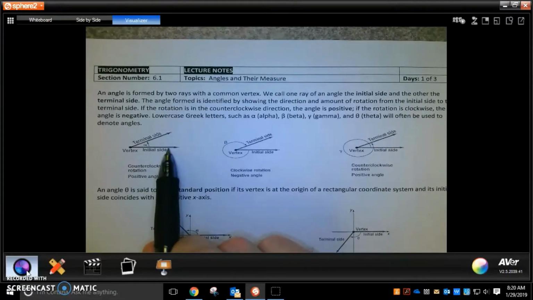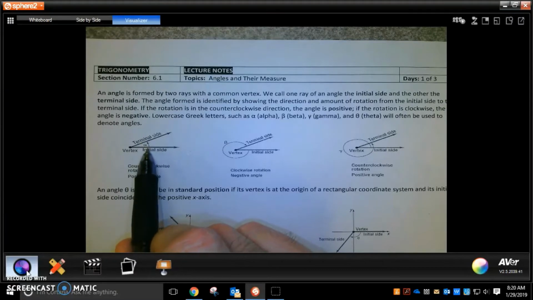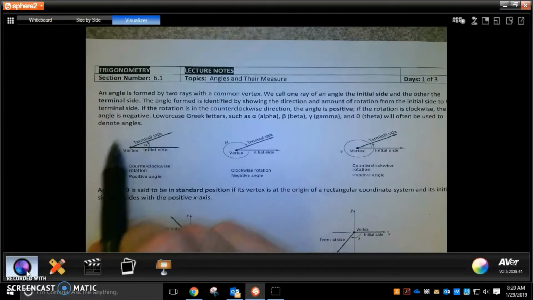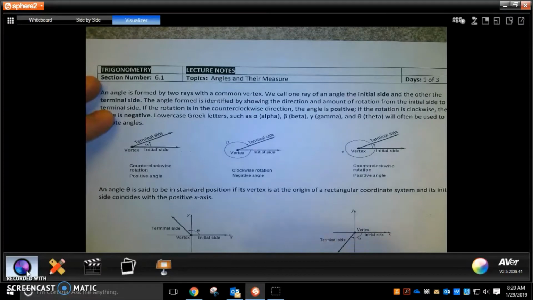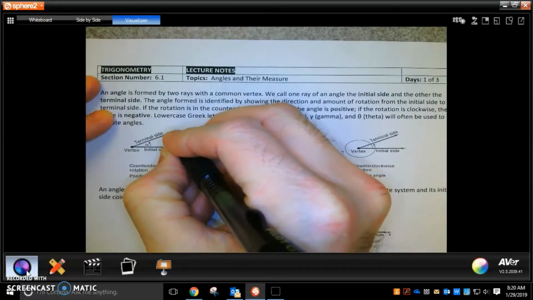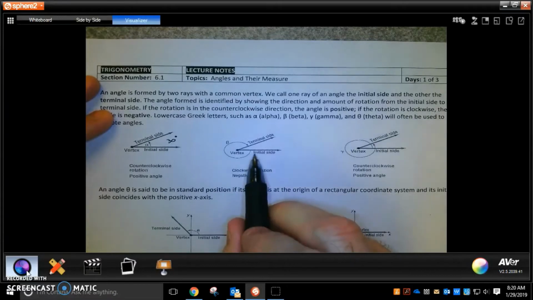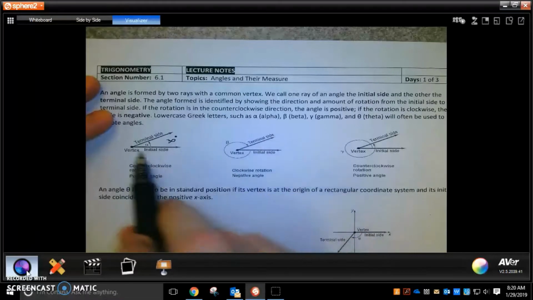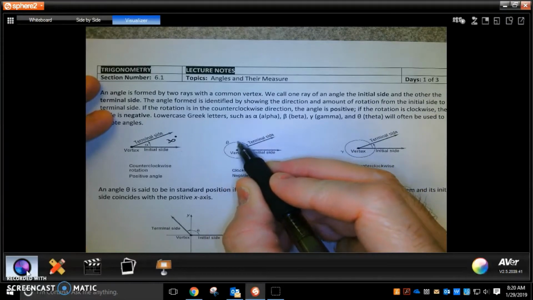So this is an example of an angle. It has counterclockwise rotation. That's how we measure most angles. We measure them counterclockwise, so the opposite the way that a clock would go. And that is a positive angle. So for example, that looks like it's maybe a 30-degree angle, if I just had to guess.